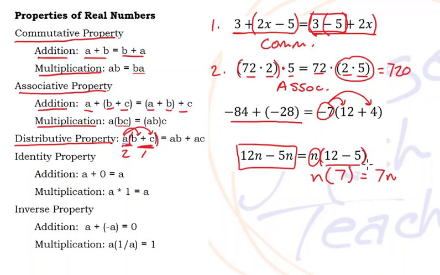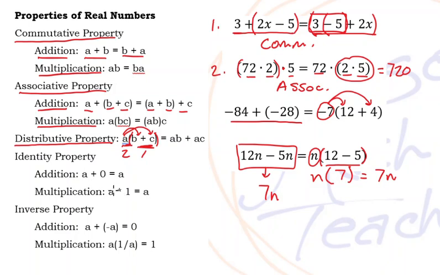So because we know we can do that, any time we see like terms, 12n minus 5n, we know that we don't have to worry about the n's. We can just take the numbers and add or subtract them. In this case, we would subtract, so it would be 7n. All right, so that, again, very useful.